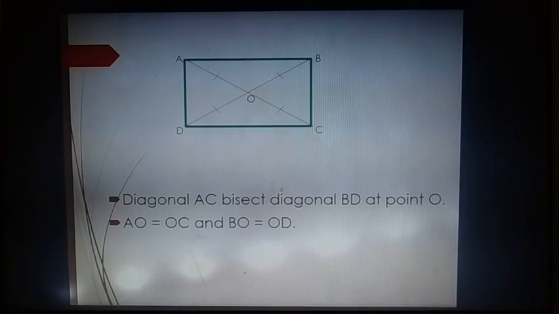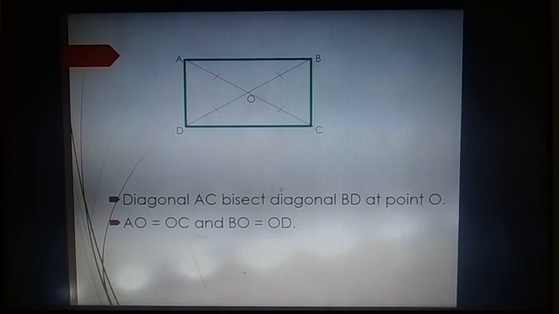Let us see the next property, that is in quadrilateral ABCD. Diagonal AC bisects diagonal BD at point O. Hence AO is equal to OC and BO is equal to OD. This shows a diagonal property of a rectangle, that is, diagonals bisect each other at point O.